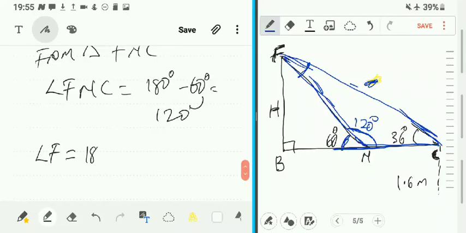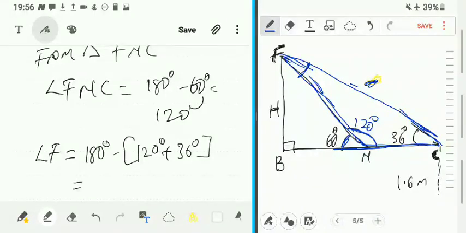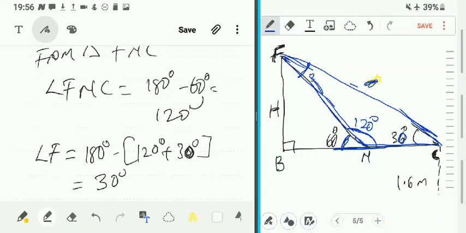as 180 degrees minus 120 degrees plus 36 degrees, and that's 30 degrees from the question. And that is equal to 30 degrees. So that means this is another 30 degrees here.